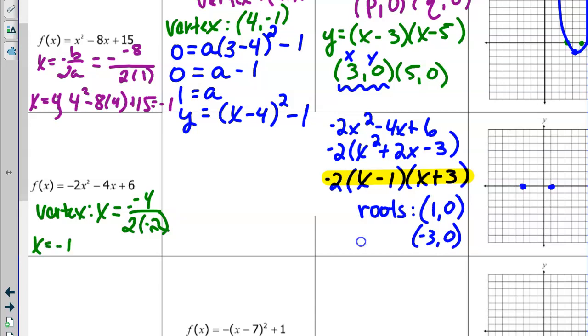How do I find my y? Plug it in. I'm going to plug it in up here. It's going to be out of order if you're just randomly filling this in. We have -1 squared minus 4 times -1 plus 6. Tell me what you get.